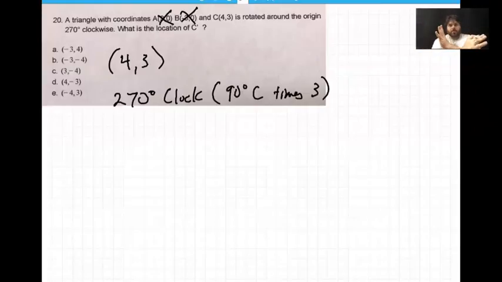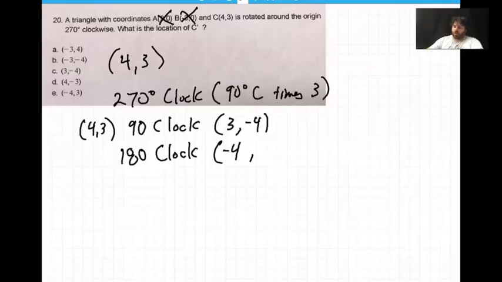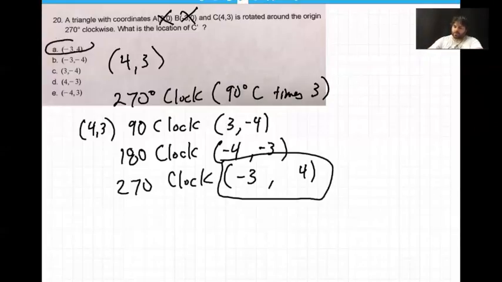Remember, clockwise, you flip the numbers, switch the second one. Okay, so a 90 degrees clockwise rotation would take 4, 3, and change it to 3, negative 4, right? Flip the numbers and then switch the second number. So then if I did it again, that would make it 180 degrees clockwise rotation. I switch this to be negative 4, 3, right? I switch my x and my y, and then I change the value of the second number. So that's 180 degrees. If I do it one more time, I will have my answer, negative 3, negative 4, although I switch the sign of my second number, and that's my answer here, negative 3, 4. All right, so answer choice A is correct.